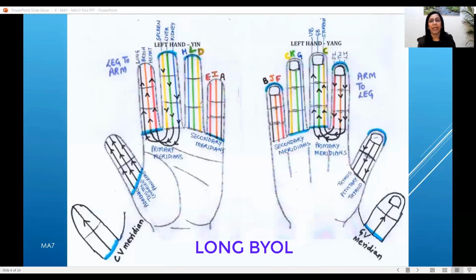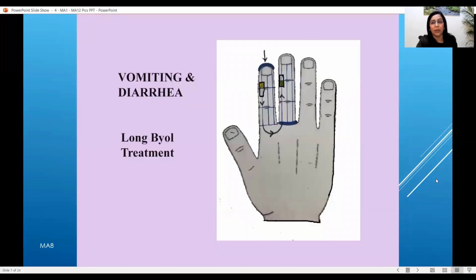Okay, so on yang, let us just take an example. For example, if a person has vomiting and diarrhea. Let me just share my screen and show you. This is the one, vomiting and diarrhea. Now, for vomiting and diarrhea, we have to sedate the large intestine meridian and the stomach meridian, right? The large intestine meridian is for diarrhea and the stomach meridian is for vomiting.